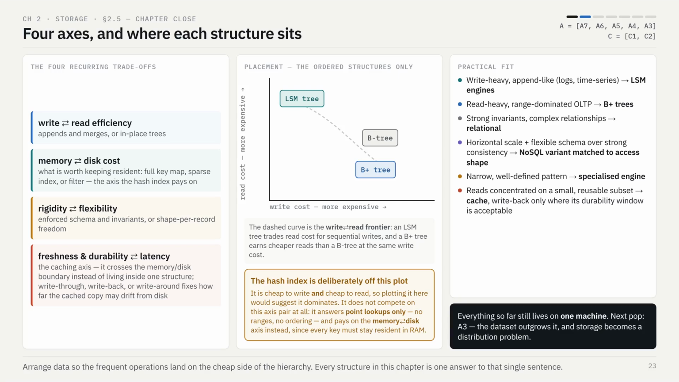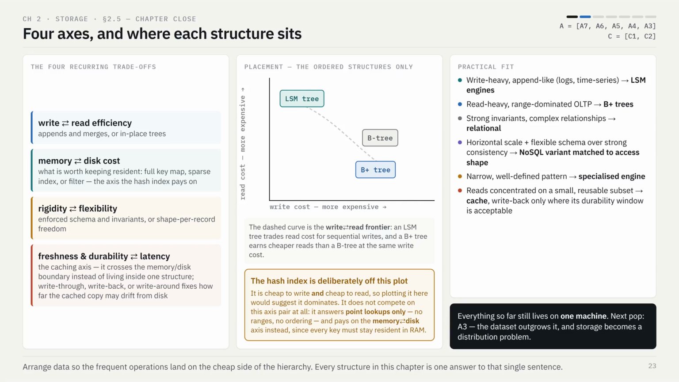Storage design therefore becomes the problem of arranging and placing data so that the operations an application actually performs land on the cheap side of that hierarchy. The chapter's mechanisms address that problem at three levels. The data structures differ in which access they make cheap. Hash indexes turn every write into a sequential append, and answer point lookups from an in-memory map, forfeiting efficient range queries and bounding the key space by RAM.